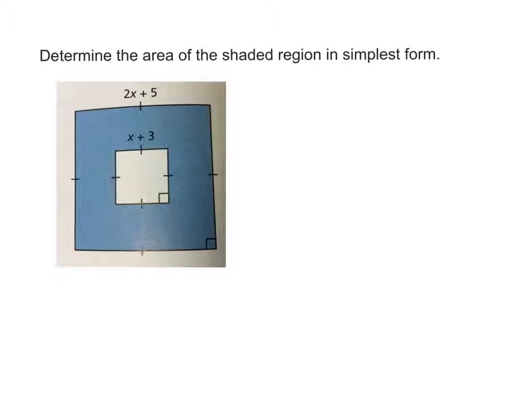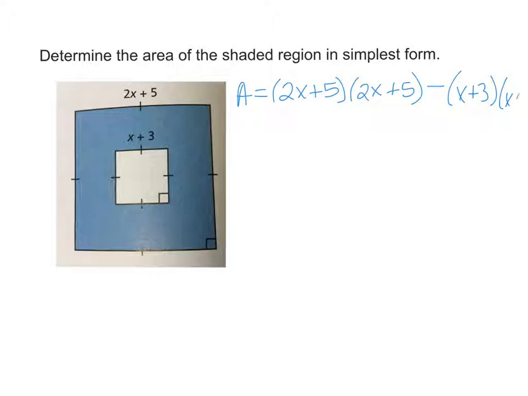So to find the area of the shaded region, the strategy is find the area of the whole big square, subtract the area of the small square inside. So the big square has a length of 2x plus 5, which means area is going to be equal to 2x plus 5 times 2x plus 5. And then we're going to subtract the small square, and the small square has a length of x plus 3, so we're subtracting x plus 3 times x plus 3.